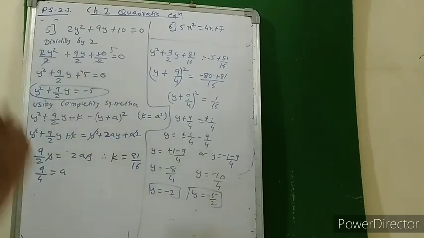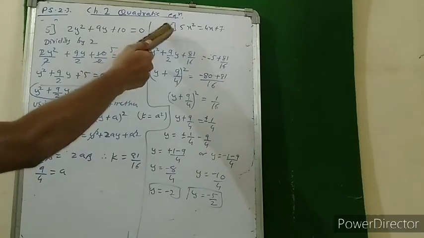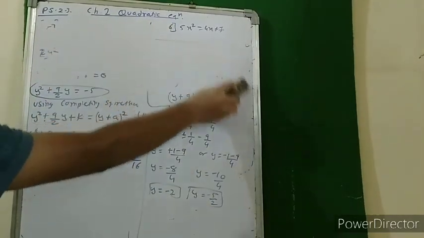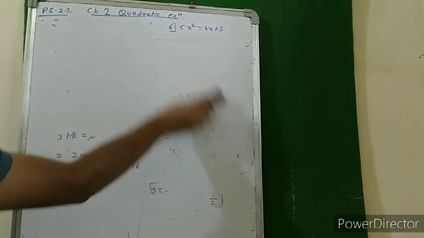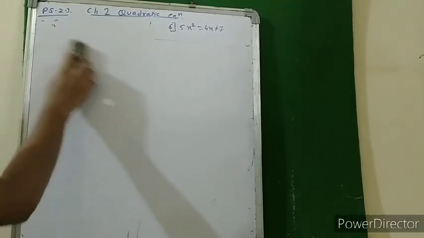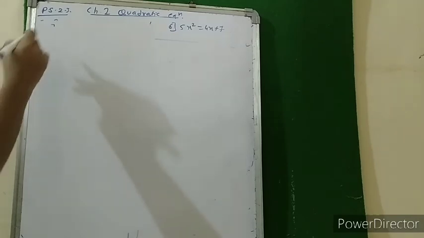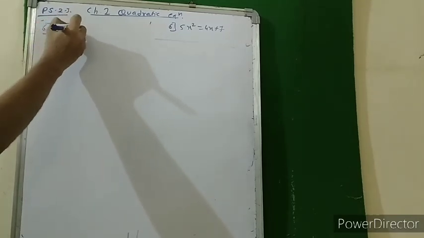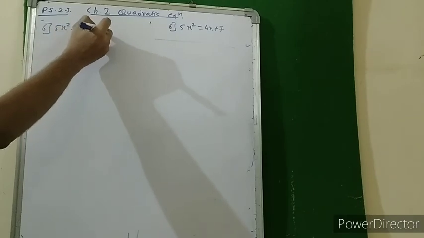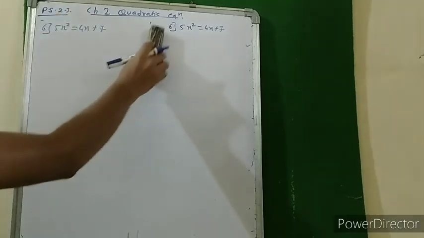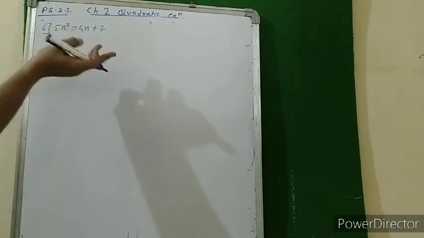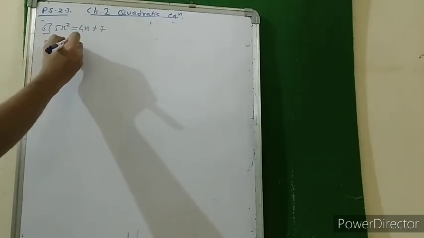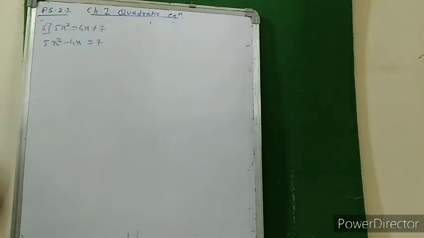Okay, so this was the fifth sum. I have already written the 6th sum over here, I will start with the 6th one. Okay, the 6th one is 5x square is equal to 4x plus 7. Okay, 5x square is equal to 4x plus 7. First of all, bring 4x over here because we want only the constant term on that side. Minus 4x is equal to 7.